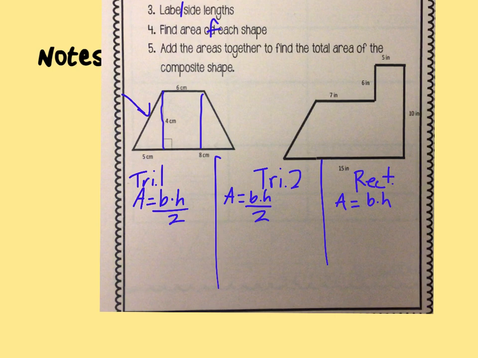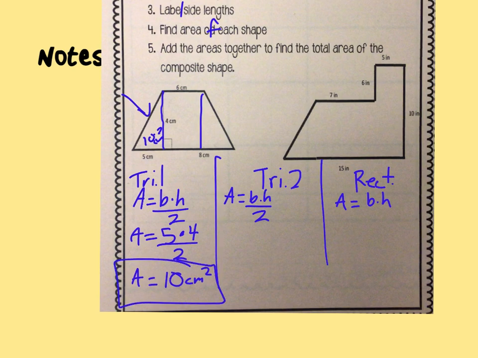So let's talk about this triangle 1 right here that I have my arrow pointing to. Do I have the base? Yeah, I do. So area equals 5. Do I have the height? I do. Times 4 divided by 2. Well, 5 times 4 is 20, divided by 2 is 10. So I know I have 10 centimeters squared. So this guy right here is 10 centimeters squared. Okay? Now let's talk about the second triangle.